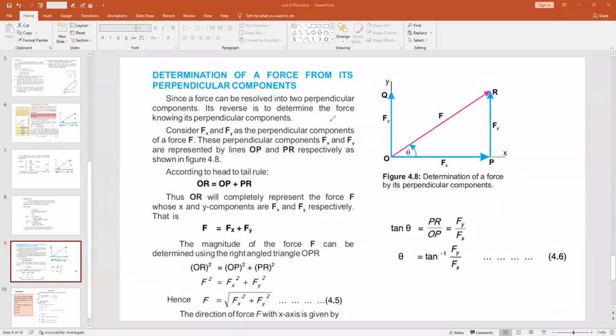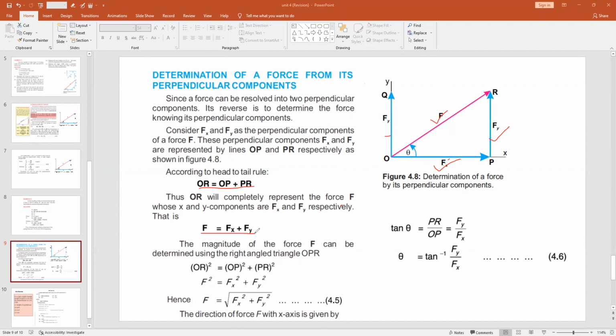So first of all, we know that this is the force, and we resolve this. We already know how to resolve this force into Fx and Fy components, right? We just see the names over here. OR is equal to F, and OP is equal to Fx. Then PR is equal to Fy. So with the help of head to tail that we already used in the previous topic, OR is equal to OP plus PR, that is equal to F is equal to Fx plus Fy.